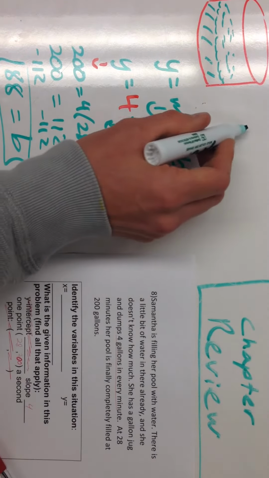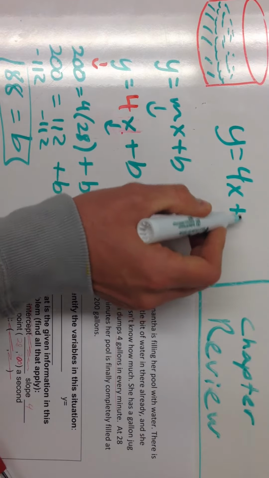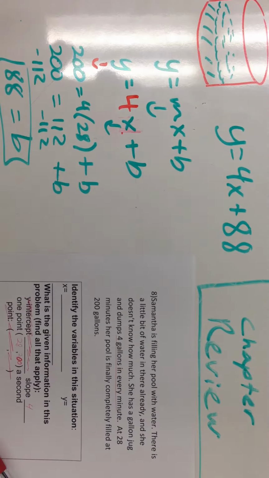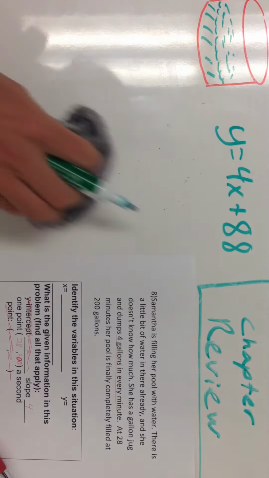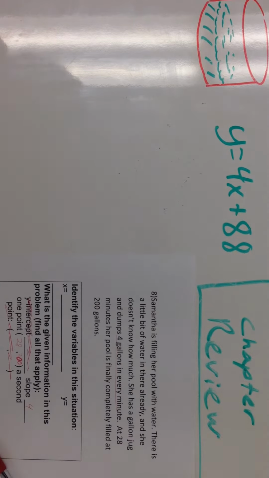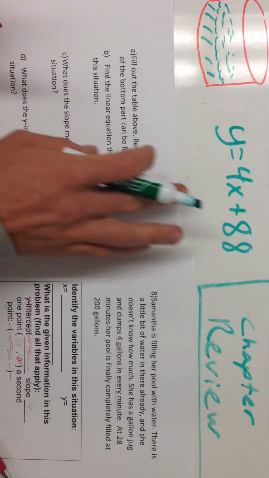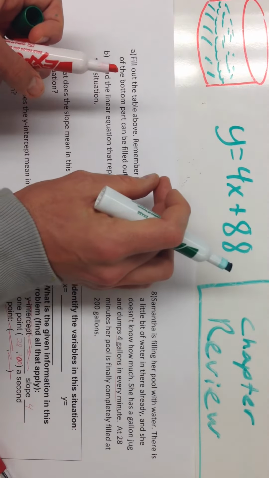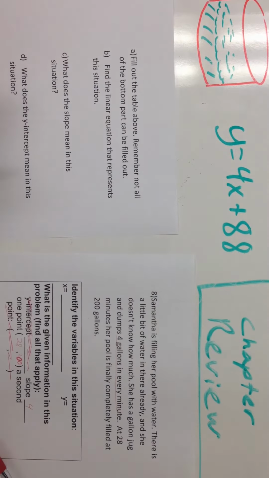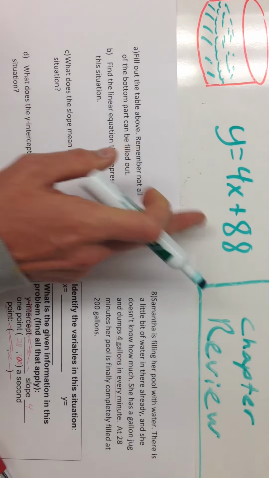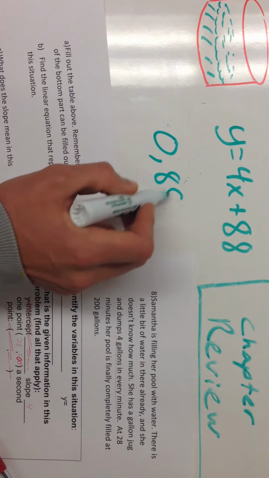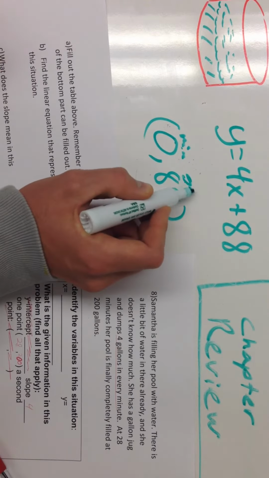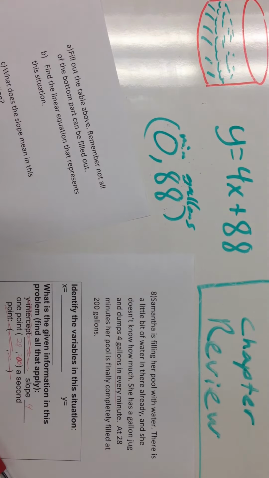So if I look at my equation, I know that she's filling up 4 gallons every minute, and she must have started out with 88 gallons in there. If you look at the next two problems that they ask us about this one, they say, all right, can you find the linear equation? Bingo. What does the slope mean? Well, the slope is 4. That means every minute, 4 more gallons in the pool. The y-intercept is this 88, and if we were to write it out, it'd be (0, 88). This means at 0 minutes at the beginning, there were 88 gallons inside the pool. So that's our starting point.